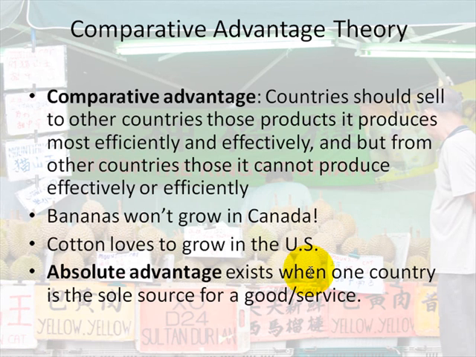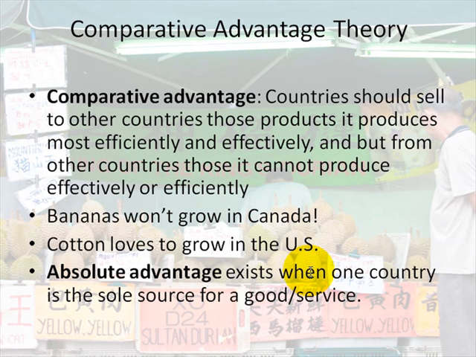There's a very important concept that I want you to know about: comparative advantage theory. Commit this one to memory. I mean, you will see this again. Comparative advantage is the notion that countries should sell to other countries those products it produces most efficiently and effectively, and buy from other countries those goods it cannot produce effectively or efficiently. An example: bananas won't grow too well in Canada.